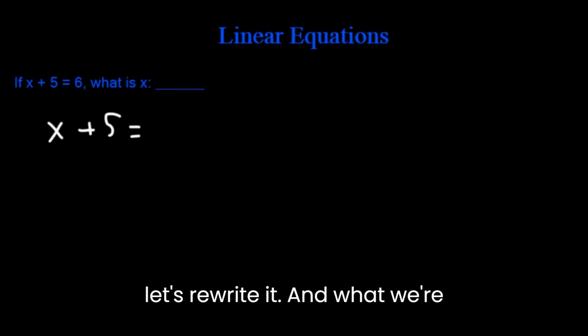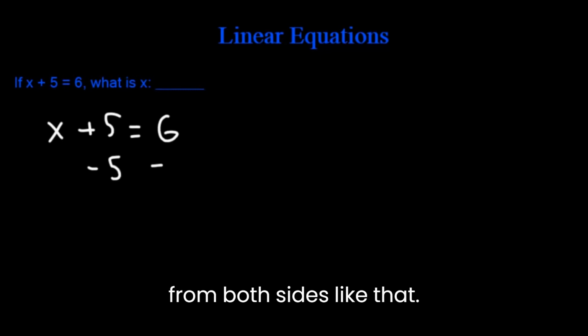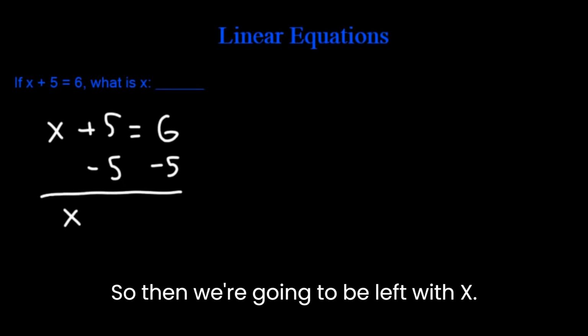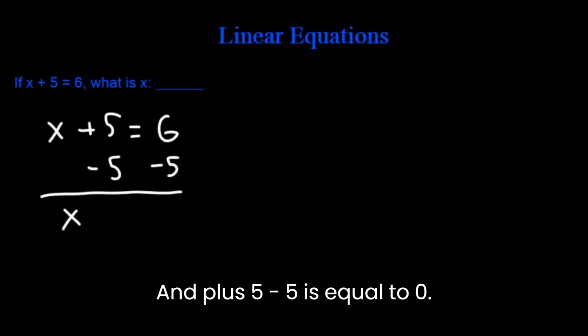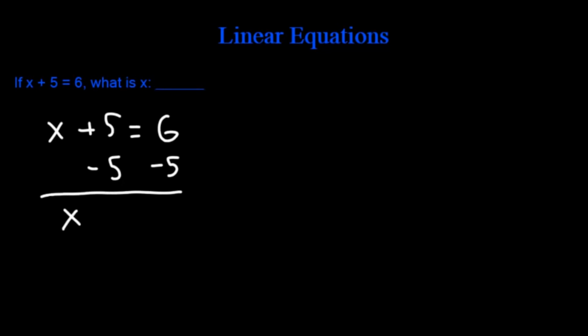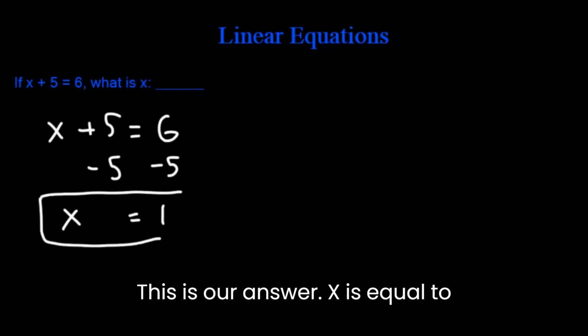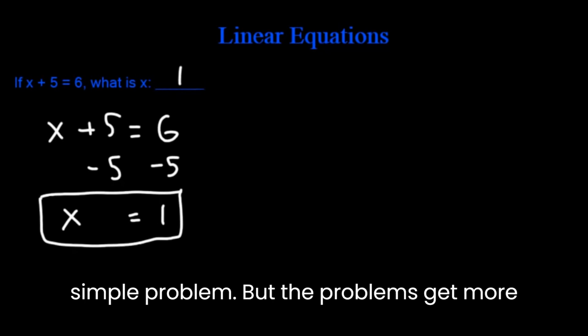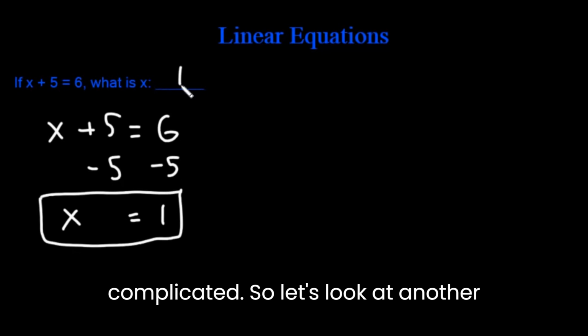So let's rewrite it. And what we're going to do is we're going to subtract 5 from both sides, like that. So then we're going to be left with x, and plus 5 minus 5 is equal to 0. So x is equal to 1. So this is our answer. X is equal to 1. Again, this was a simple problem, but the problems get more complicated.